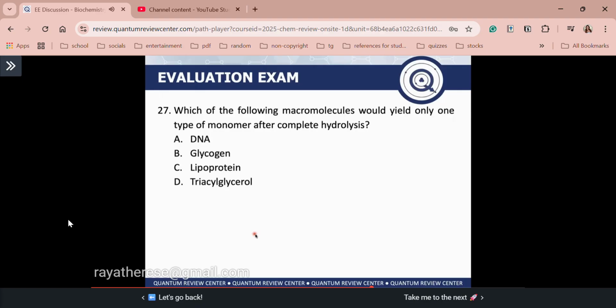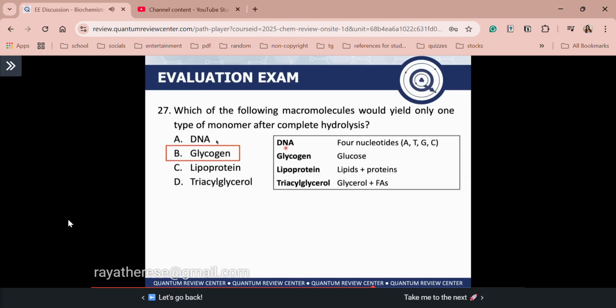Class, please, I do hope that you remembered our discussion ha. So one of them is actually a homopolymer lang. So meaning, its monomeric unit is only one. Similar lang ang monomeric units niya, and that is your glycogen, diba? So let's check. For DNA, that's your nucleotides A, T, G, and C. So 4 monomeric units upon hydrolysis. For lipoprotein, it's your lipid and protein components. So basically, 2 different monomers for lipoprotein. Also, how about TAGs? Class, remember, for your TAGs, we will liberate 3 free fatty acids and the glycerol backbone. Clearly, for number 27, again, our answer is letter B, glycogen.